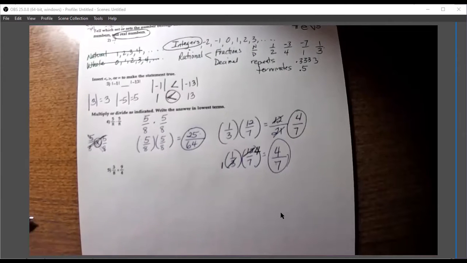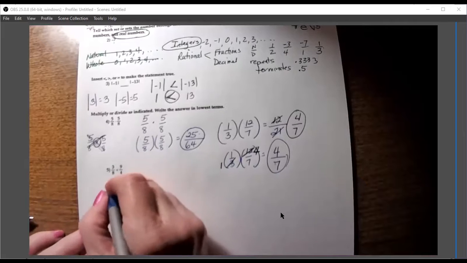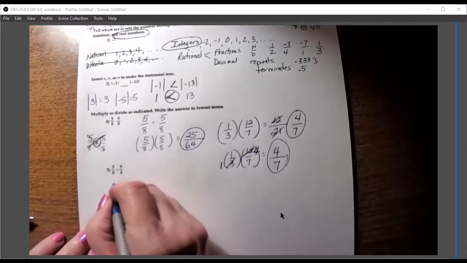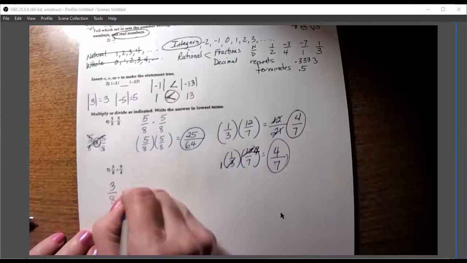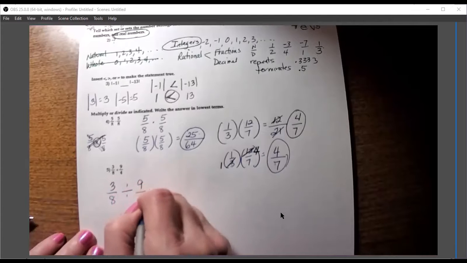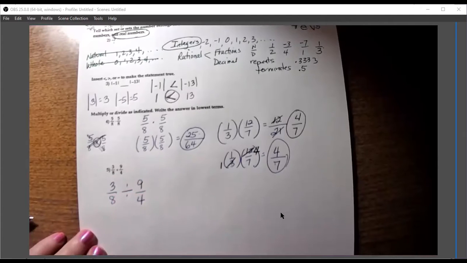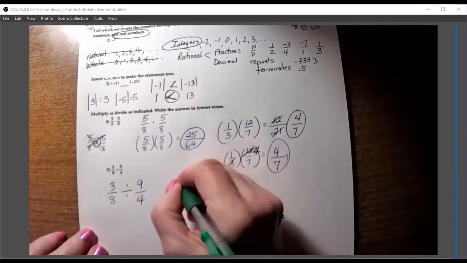Now this question number 5, this is a division problem. I'm going to write it a little bigger because that looks like it's hard to read. 3/8 divided by 9/4. It's a two-step process to divide fractions.